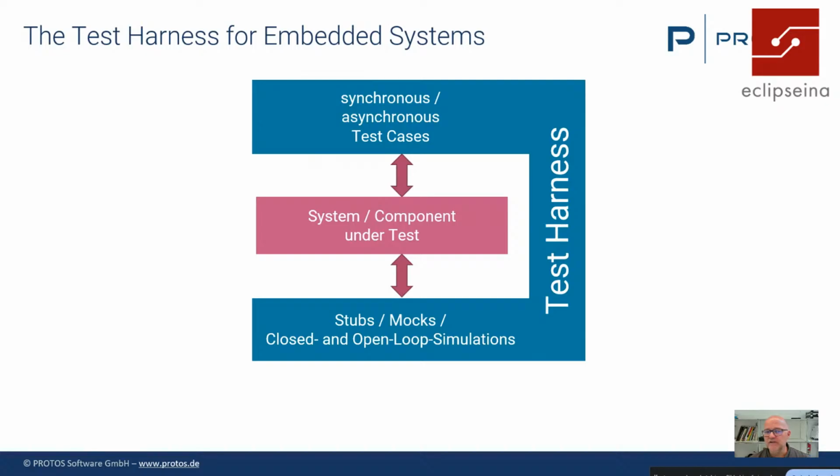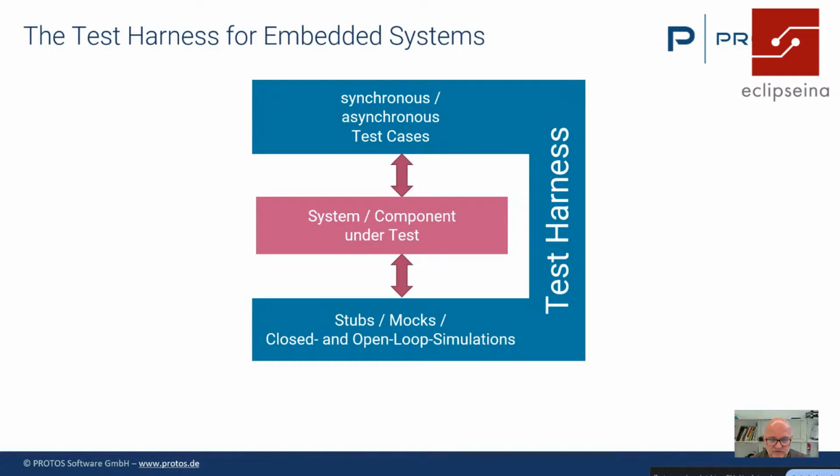Now, what do we need for different kinds of systems on different levels? We always need a test harness. A test harness usually has the test cases on top. But you also need to satisfy all the open interfaces on the bottom. So for example, if you call a function, you will soon see that the function also calls other functions in your ECU on software level, on hardware level.